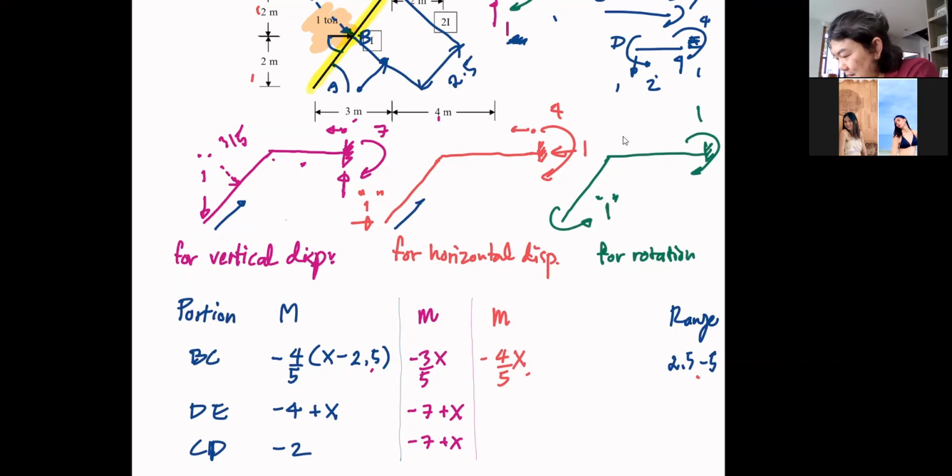And for dE, we begin from here. So it becomes minus 4. And then that's it, because we don't have the vertical load in this case. And this is also minus 4. And the last one for rotation, the moment is going to be minus 1, and minus 1. Like that. Okay.